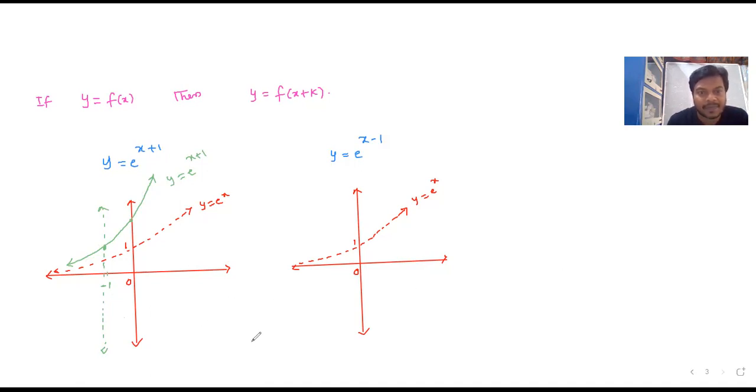Generally, e power x graph we get like this at x equal to 0. When you have e power x plus 1, then at x equal to minus 1, we get the graph of e power x plus 1 in this way. The same graph, just at x equal to minus 1 exists.